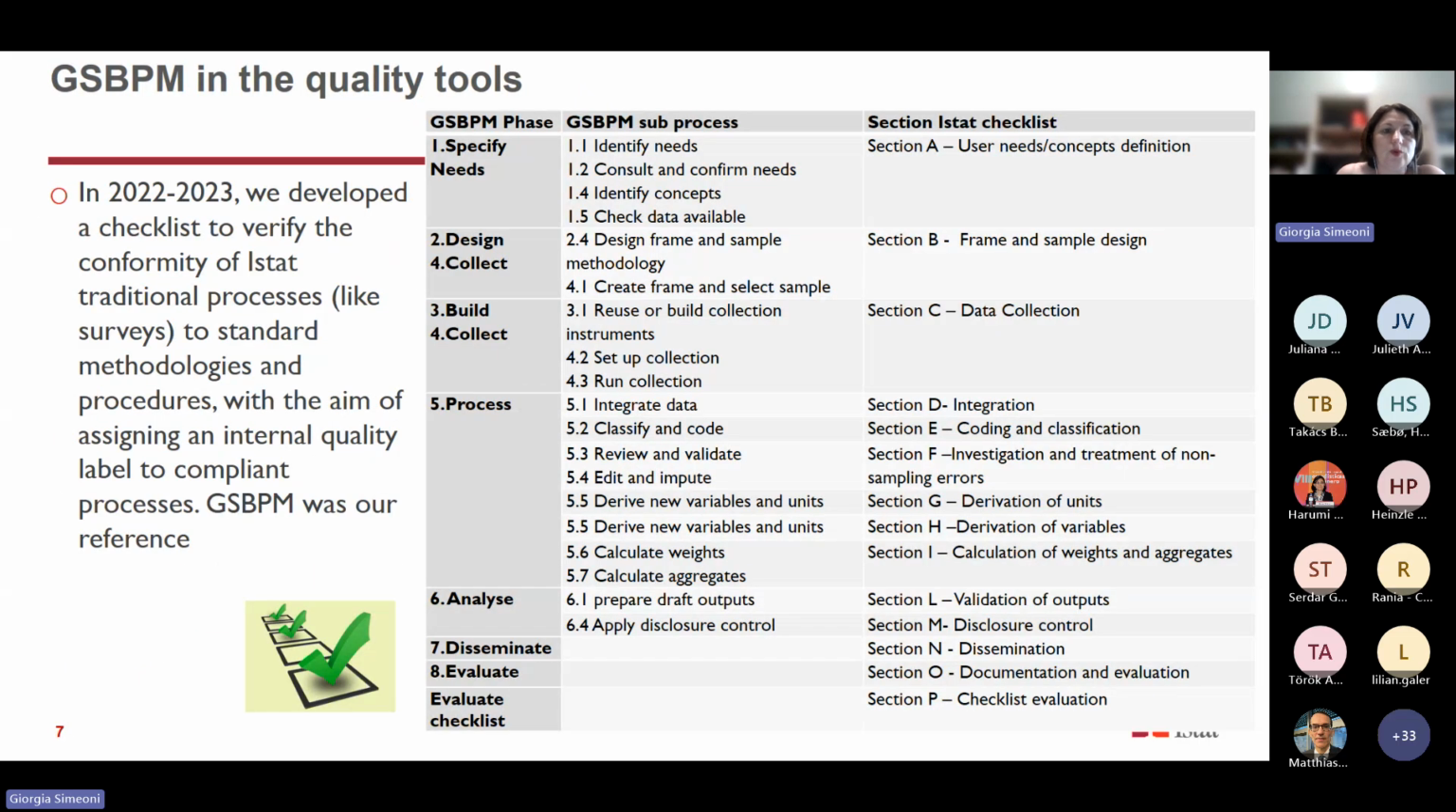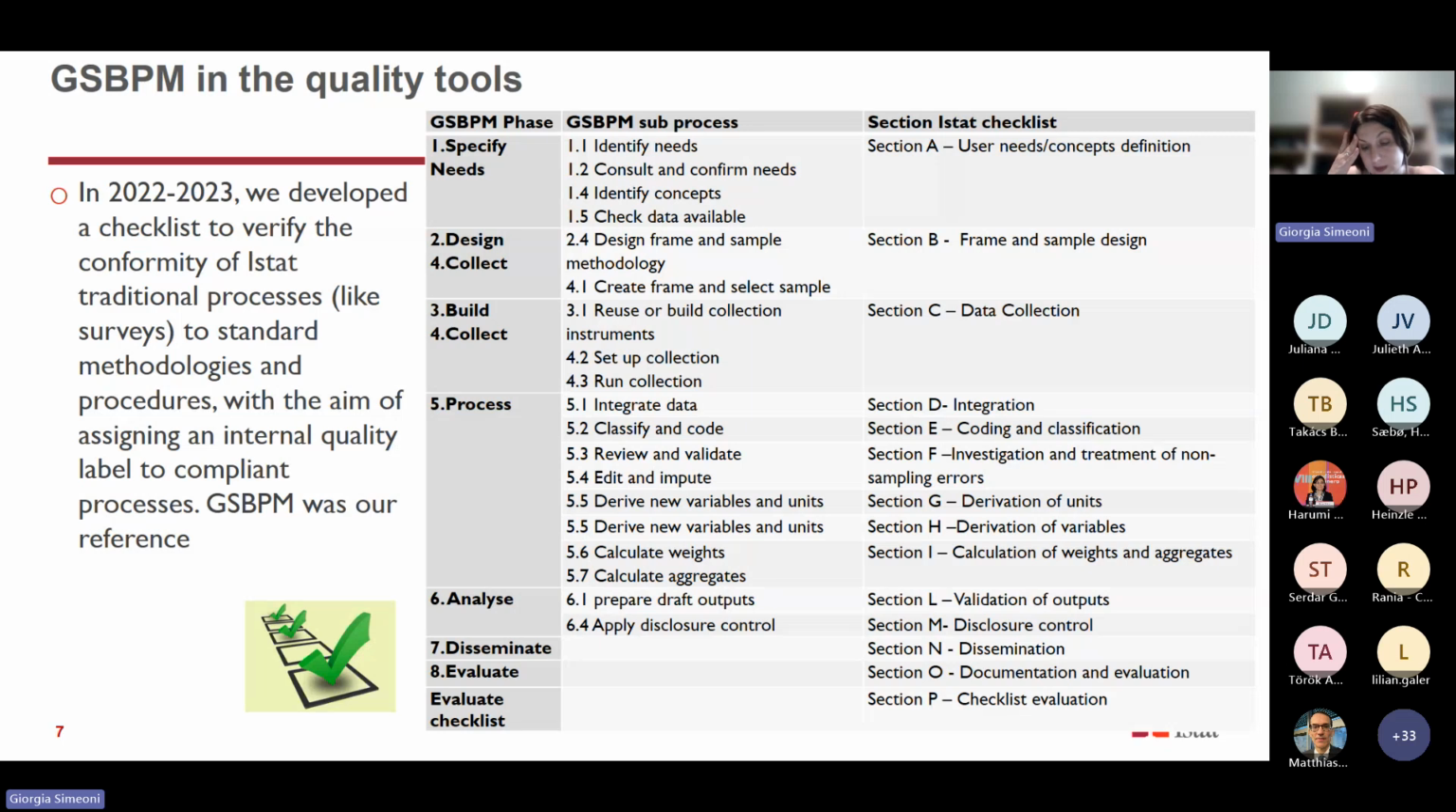In 2022-2023, we developed a checklist. We would like to verify the conformity of ISTAT statistical processes, the more traditional ones because they were the more consolidated ones, to standard methodologies and procedures, with the aim of assigning an internal quality label to compliant processes. So we developed this checklist starting from GSBPM and selecting the parts that we were more interested in. So GSBPM was our reference.